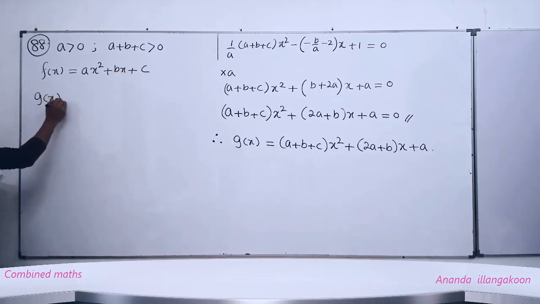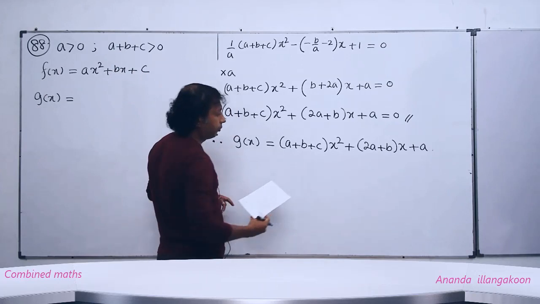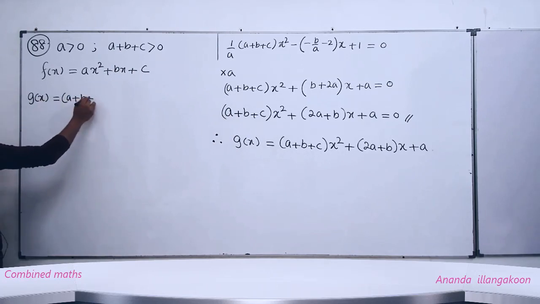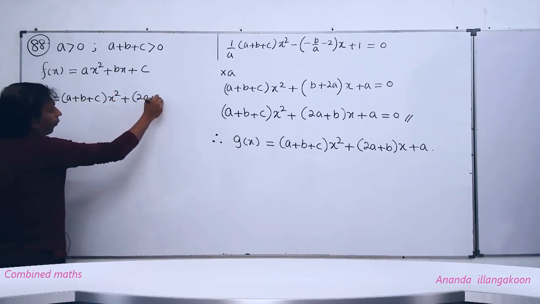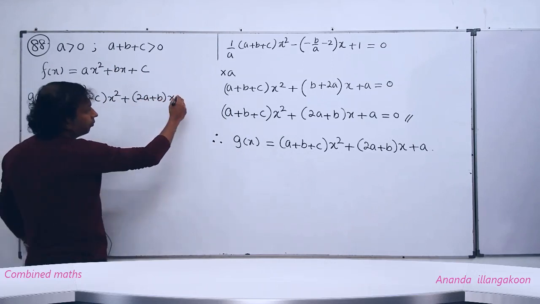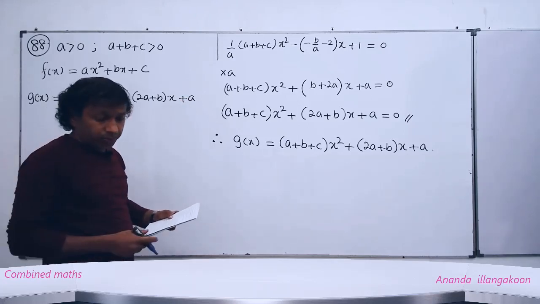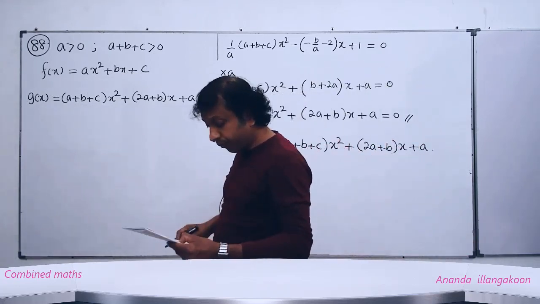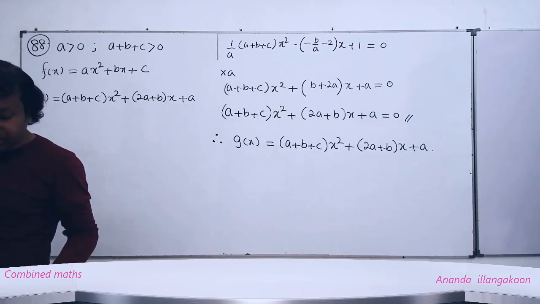Gx, this: A plus b plus c times x squared, 2a plus b times x, plus a. This. Now people read next part. Show that the minimum value m1 of fx is given by m1 equals this.